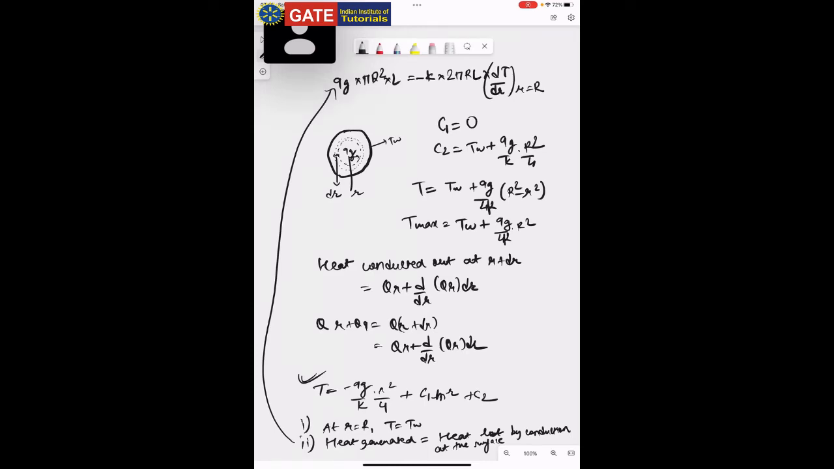That is something you will find when you differentiate this equation. So at r equal to zero, you will have your Tmax, and then substituting that in this equation, this term gets eliminated, and you are left with TW plus qg into capital R square by 4k. That is your equation for Tmax for a cylinder with volumetric heat generation. Clear?